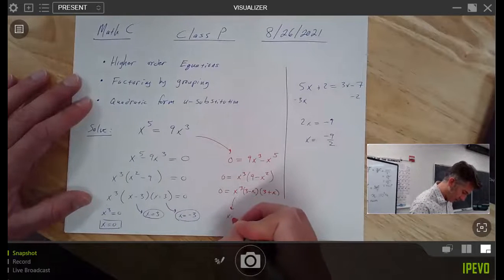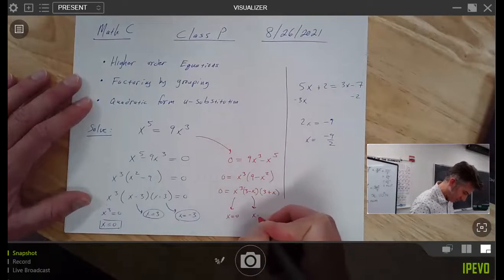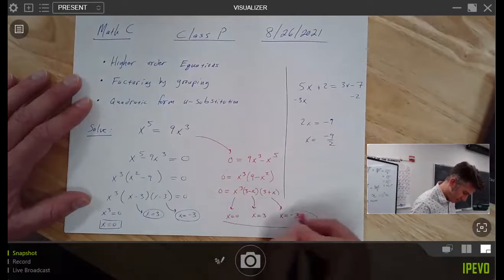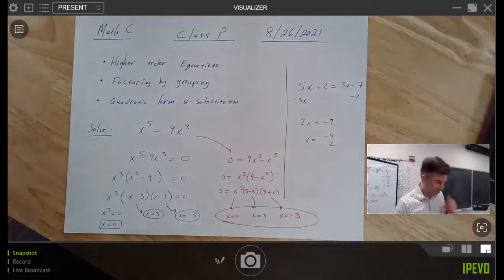So this is going to give us x equal to 0. This is going to give us x equal to 3. This is going to give us x equal to -3. Still the same answers.